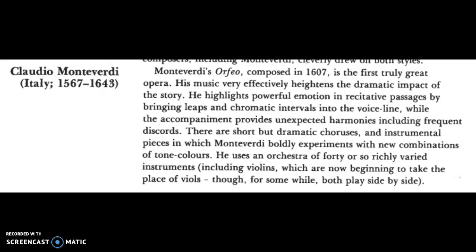There are short but dramatic choruses and instrumental pieces in which Monteverdi boldly experiments with new combinations of tone colors. So tone colors, different instruments that he used. He uses an orchestra of 40 or so richly varied instruments, including violins, which are now beginning to take the place of viols. That's the old instrument, though for some while both play side by side. So in the early orchestra, we had the violins, the modern instrument, playing alongside the viol. So try to find a picture of the old viols. I already mentioned to you that they held it like a cello. It was like a smaller version of the cello, and that's the way that they held it on their laps.